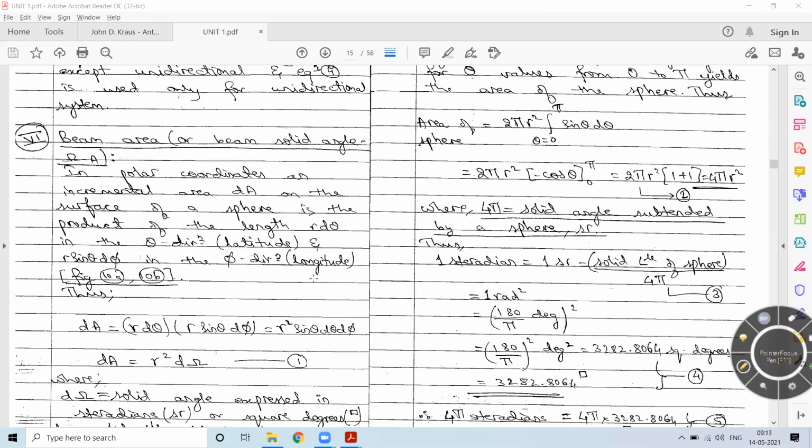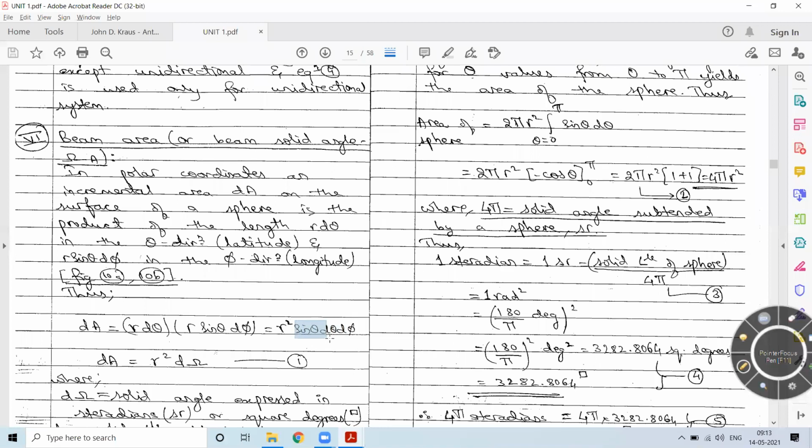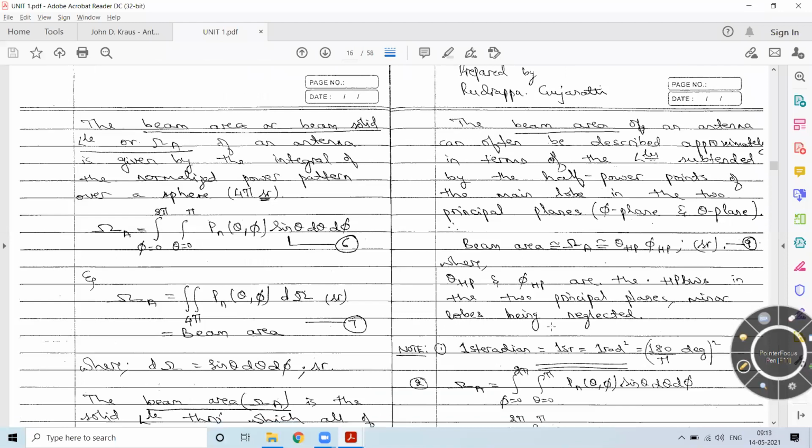How did you obtain this? We obtained it because of this elemental surface area, which is r square sine theta d theta d phi, which I replace as r square d omega. So d omega is nothing but sine theta d theta d phi. It is basically the multiplication of two angle parameters. So this is what we had discussed.